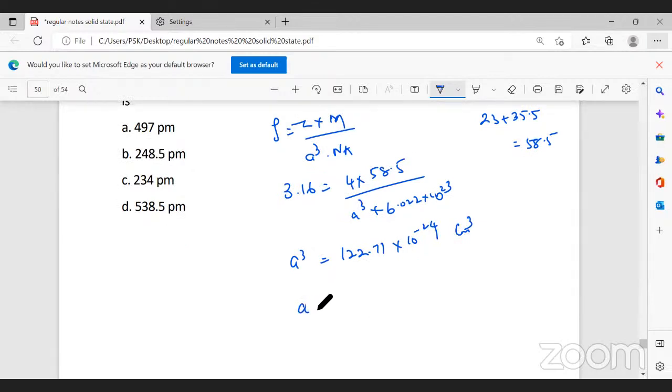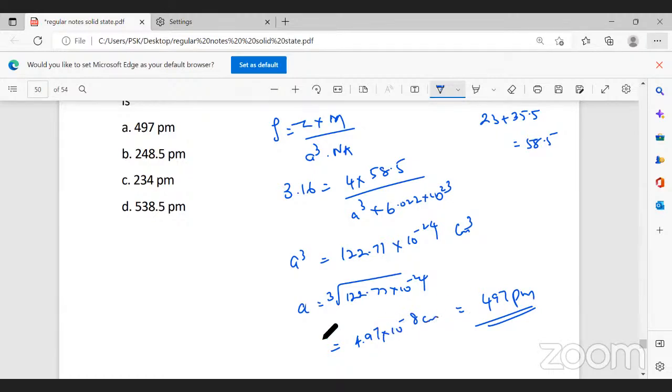So what will be A now? A will be the cube root of this. So A will be cube root of 122.77 into 10 to the power minus 24. On simplification, you will get a value of 4.97 into 10 to the power minus 8 centimeter. That's equal to 497 picometers. If you shift 2 decimals, you will get 10 to the power minus 10, that will be in meters.